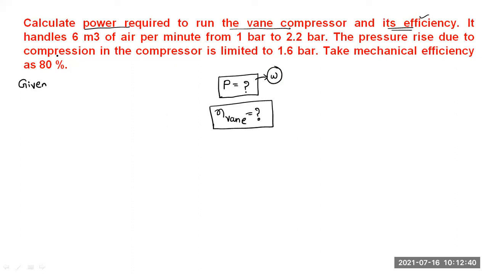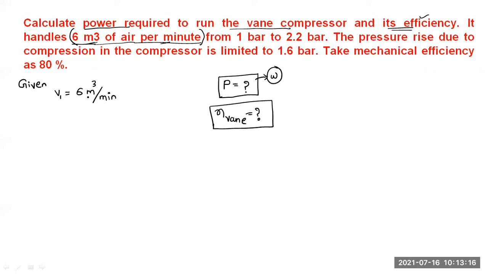Now what is given? It handles 6 meter cube of air per minute. Can you say what this thing is that they have given? What is this 6 meter cube of air per minute? Whether it is mass flow rate or volume flow rate. Yes, it is volume flow rate, because the unit is 6 meter cube per minute. So it is a volume flow rate. So the initial volume V1 equals 6 meter cube per minute.